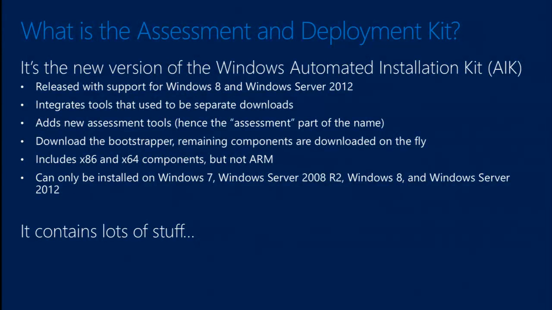There are x86 and x64 components in the ADK. There aren't any ARM components in there because Windows on ARM, Windows RT devices, are shipped pre-configured with an OS. You can't do deployments to them. You can't build your own images for those devices. That's the reason why there aren't any ARM tools. This can be installed on Windows 7 or above or Server 2008 R2 or above. Once it's installed, you get all of these tools.